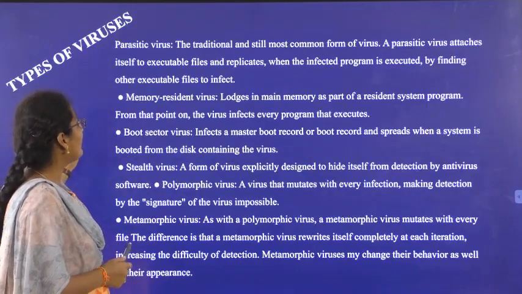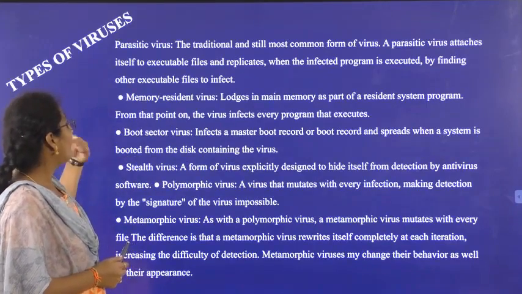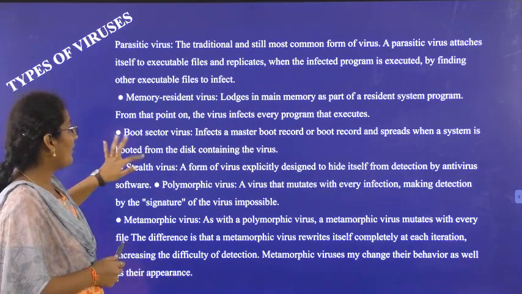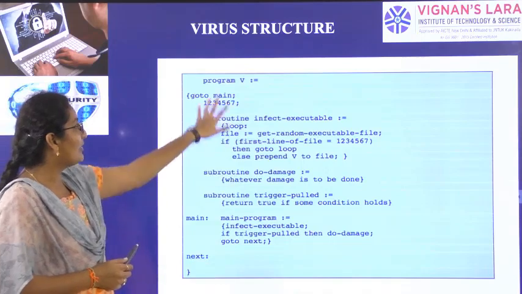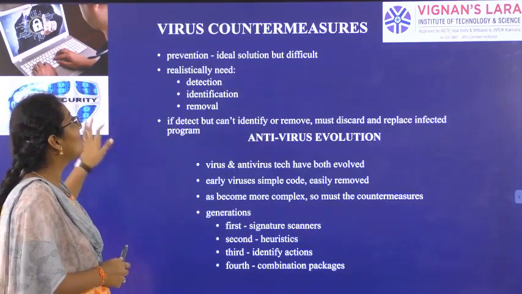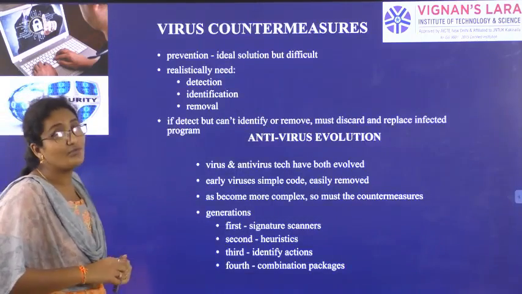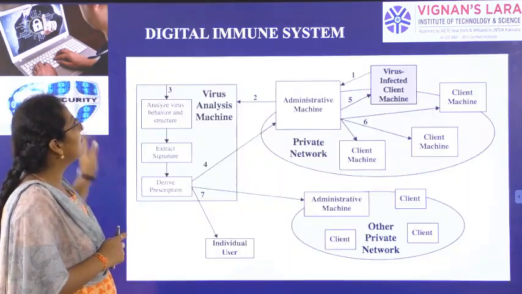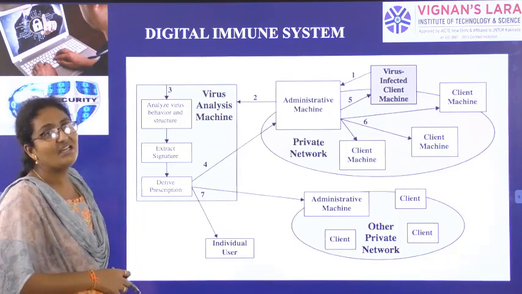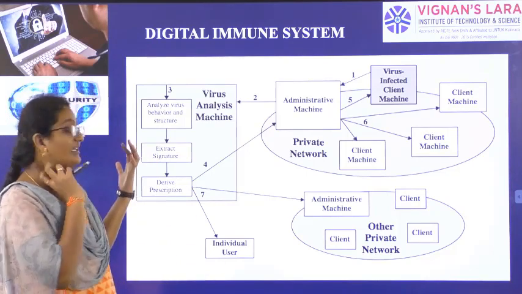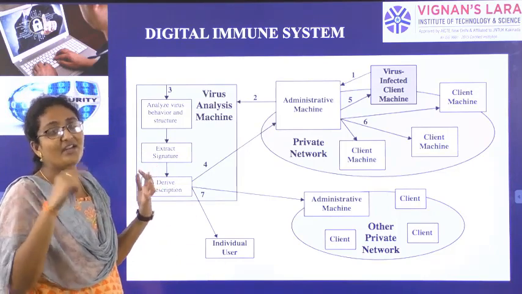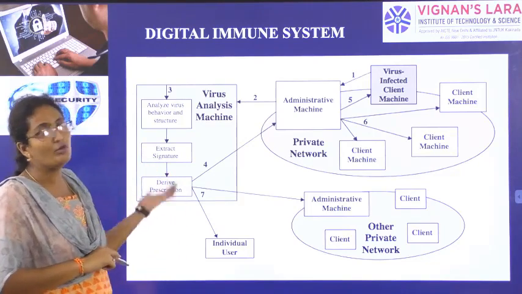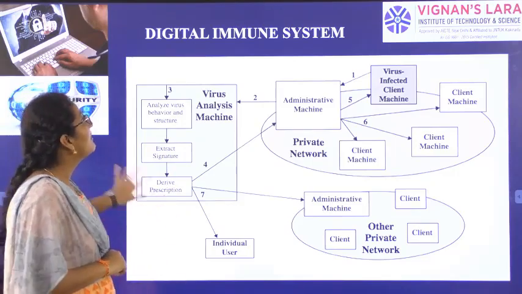Then we have seen the types of viruses: parasite virus, memory resident virus, boot sector virus, stealth virus, and metamorphic and polymorphic viruses. Finally, what is the virus structure in the form of code? Then what are the countermeasures for viruses? Nothing but antivirus, and antivirus evolution. Then what is the digital immune system? How in a network, if a virus or any malicious software attacks, you are going to provide immunity, we have seen in the form of a diagram.